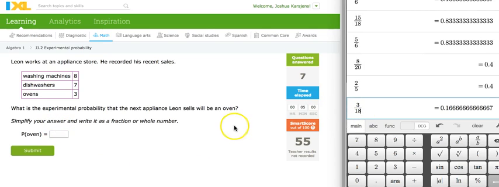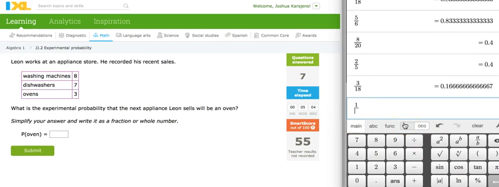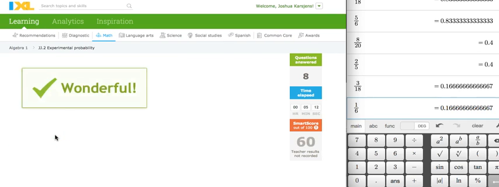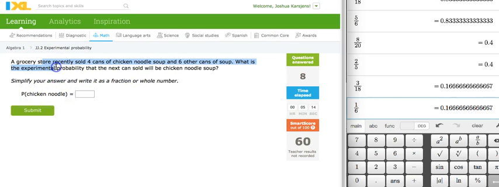Okay, so we're going to simplify my answer with a fraction. 3 out of 18, I think, again, that's 1 out of 6. So 1 out of 6 of his sales have been ovens. So the probability his next one that he sells is 1 out of 6, roughly.